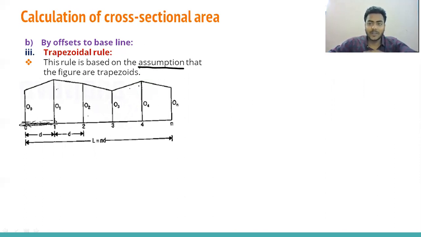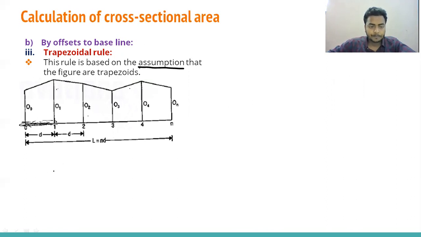Now if you are taking some assumption and then calculating the area, you can say, okay sir, whatever area we are getting will not be exactly accurate, but we are reaching an approximately accurate value, right?